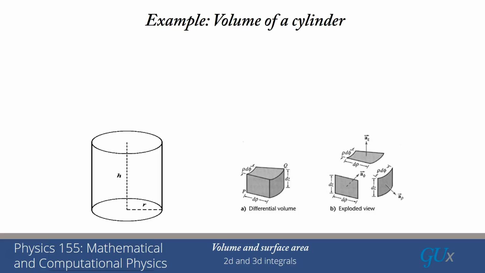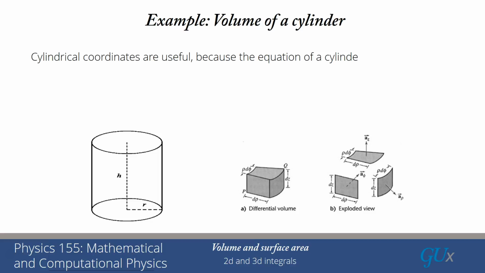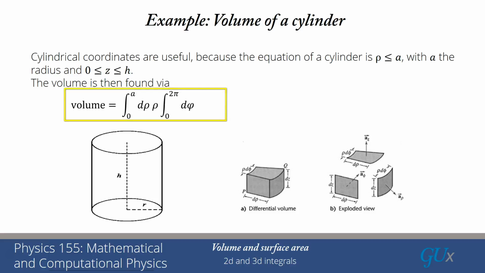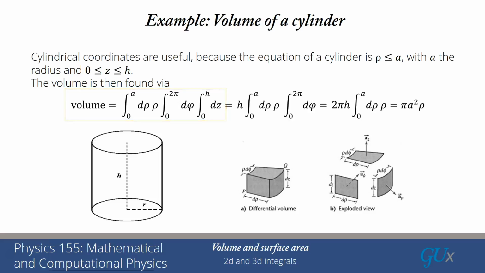Let's move on to looking at the volume of a cylinder. I'm reminding you about what those differential elements are. The cylindrical coordinates are useful here because the equation of a cylinder is simply rho is less than or equal to a, and 0 is less than or equal to z less than or equal to h. So we once again integrate the volume over that volume element. The rho goes from 0 to a, the phi goes from 0 to 2 pi, and the z goes from 0 to h. The integral over z is easy to do. I just get h. The integral over phi is easy to do. I just get 2 pi.